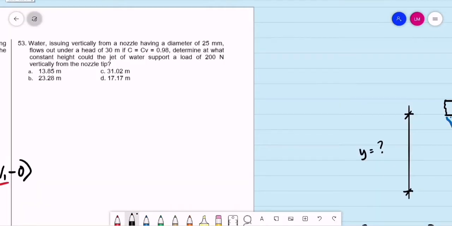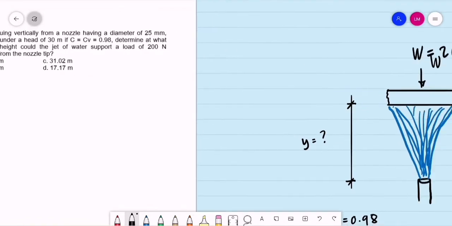Ay, so, dito na tayo sa problem number 53. So, water issuing vertically from a nozzle having a diameter of 25 millimeters flows out under a head of 30 meters. If C, or the coefficient of discharge, is equal to the coefficient of velocity equal to 0.98, determine at what constant height could the jet of water support a load of 200 newtons vertically from the nozzle tip.